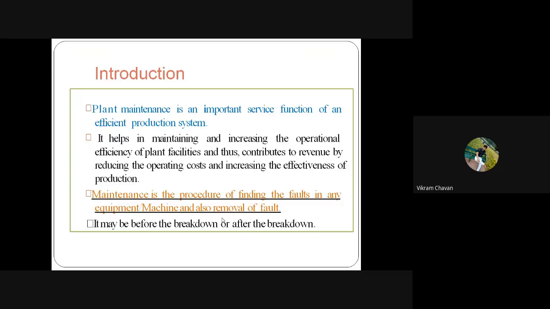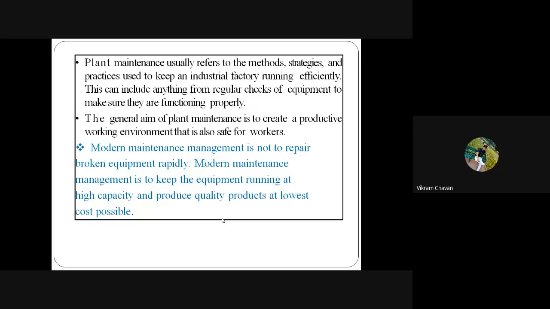Now we have discussed the introduction part, what is meant by plant maintenance, and how it is useful for industries. In that we came to know that plant maintenance usually considers some methodologies, strategies, and practices to keep the factory running efficiently. Under this it also includes the regular checkup of equipment and ensuring the proper functioning of that instrument. Also, an indivisible part of maintenance is the safety of workers.